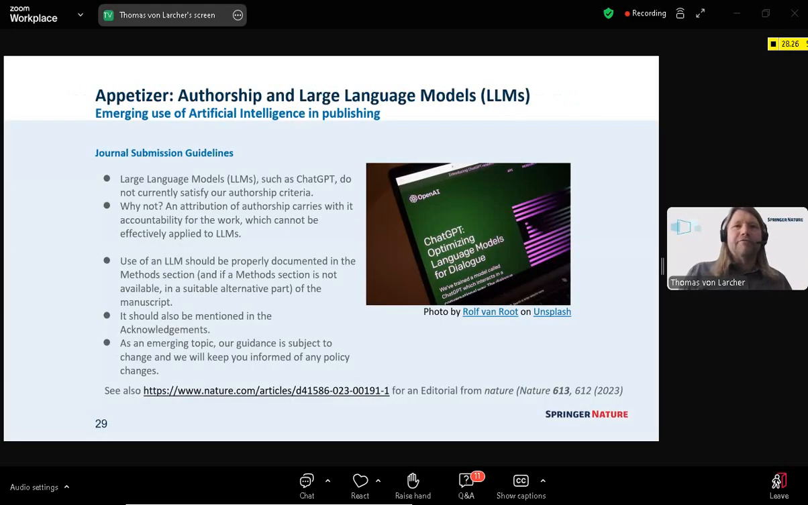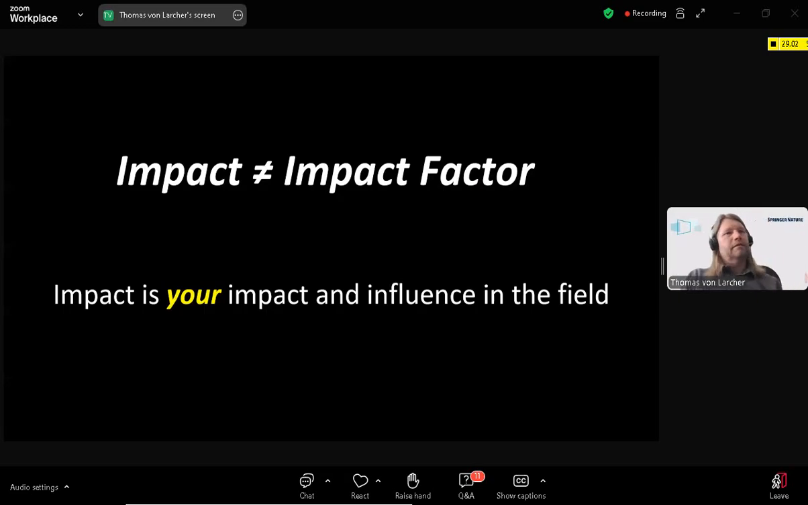So as an appetizer for the upcoming webinars, just one quick slide about using AI and large language models. So our philosophy is that large language models do not currently satisfy our authorship criteria. Why not? Because attribution of authorship carries with it accountability of the work, which cannot be applied to large language models, right?